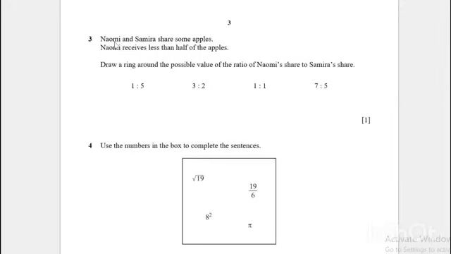Next, question number 3. In this question, Nomi and Samira share some apples, and Nomi receives less than half of the apples. Draw a ring around the possible value of the ratio of Nomi's share to Samira's share. Remember that Nomi's share is less than half. The second one is bigger, so it cannot be. This one is equal, so it cannot be. This one, the first share, which represents Nomi's, is bigger, so it cannot be. Only the first option is possible, where Nomi's share is less than half.